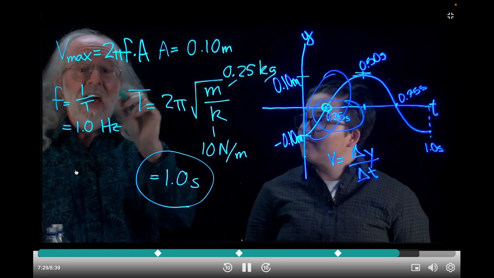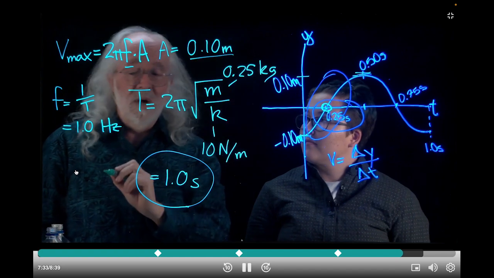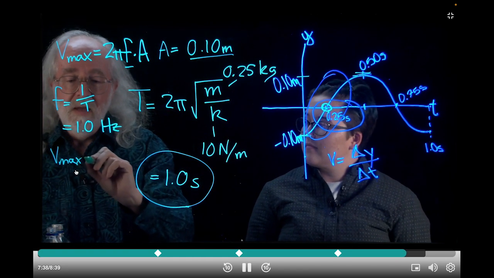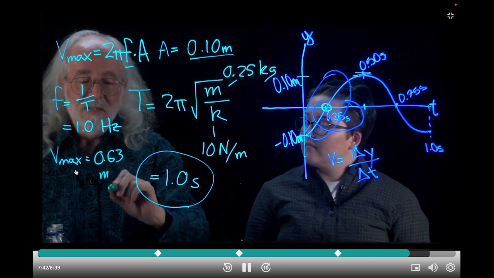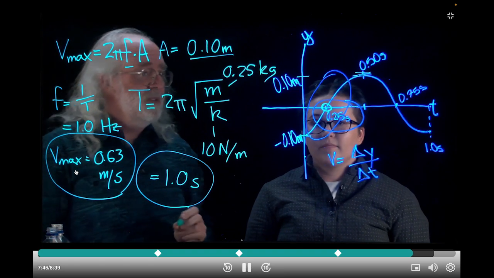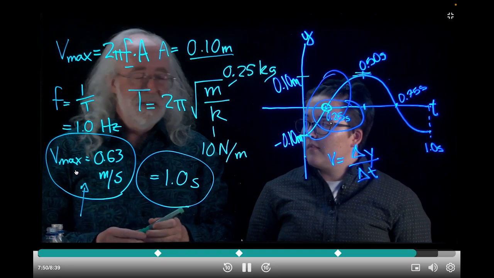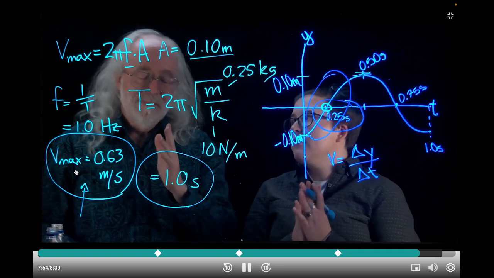And if I take that and put it in for the frequency, and the amplitude we already know is 0.10 meters, that gives me a maximum speed of 0.63 meters per second. So it first reaches its maximum speed at 0.25 seconds, and the speed that it reaches is 0.63 meters per second. Interesting, but we can't just say that. We have to assess it, Brian.